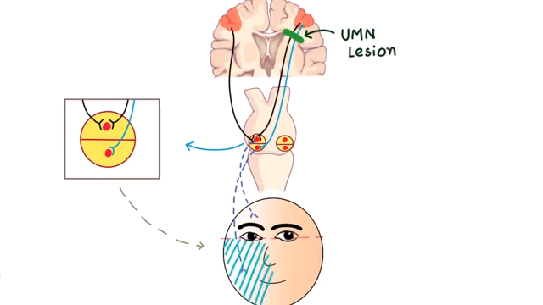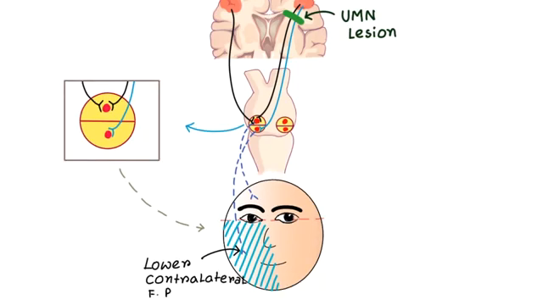In this case, you will see paralysis of the contralateral lower facial musculature. Question is, why not the upper facial muscles? This is because of the ipsilateral innervation. Upper facial musculature receives bilateral innervation. This concept is very important.